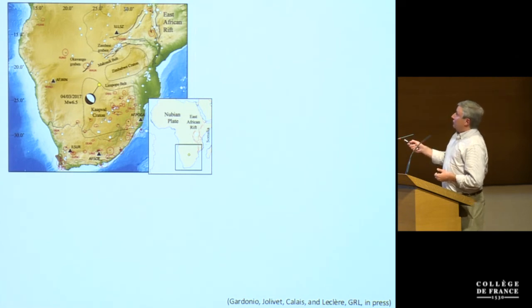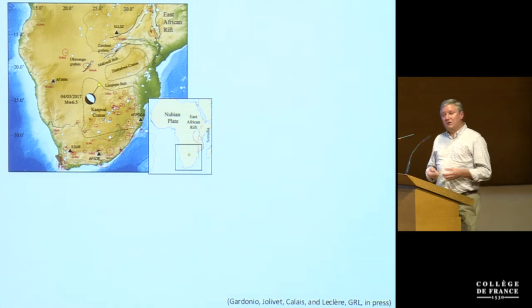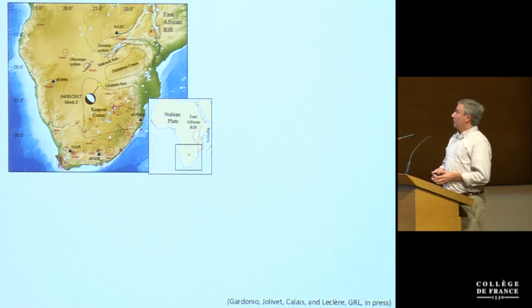It doesn't have anything to do with the East African Rift, which is more than 1,000 kilometers away and stops about somewhere here. It occurred within the Kaapvaal Craton, whose structure, petrological and thermal structure, is well known because it hosts, among other things, diamond mines, and so it's been studied quite a bit.